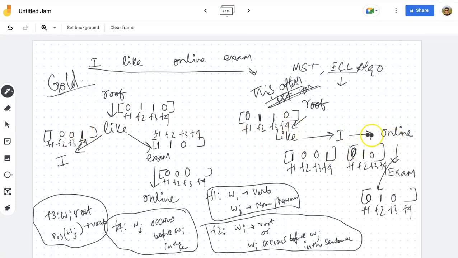Now for I to online, does online occur before I? No, this will be false. For online to exam, does exam occur before online? No, it will be false. Similarly here, like to exam, does exam occur before like? No, it will be false. And exam to online, does online occur before exam? Yeah, it will be true. So we have calculated all the features for all these edges.